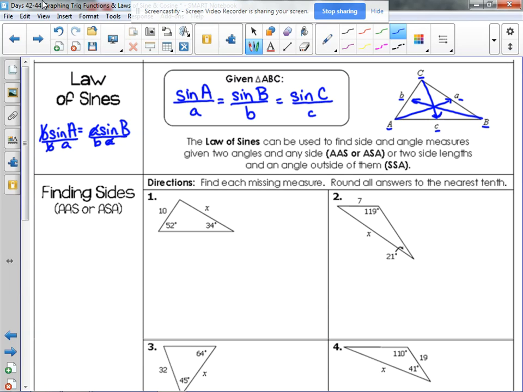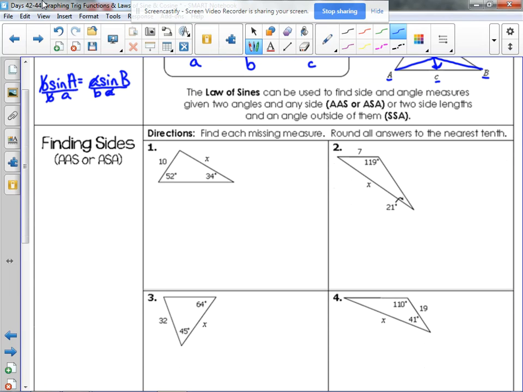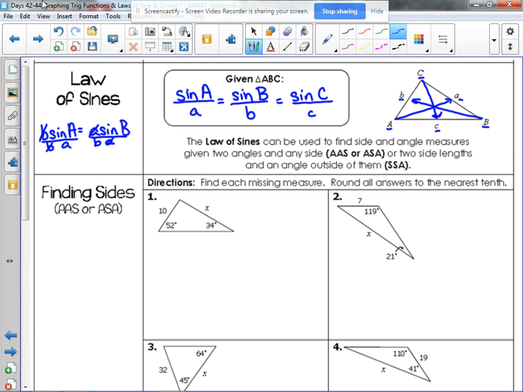Okay, so let's actually use this. The directions say find each missing measure, round all answers to the nearest tenth. So when we look at example number 1, if we just label this the way that the picture is labeled, that 52 degrees is technically angle A, the 34 degrees would be angle B, so the X is side A, the 10 is side B.